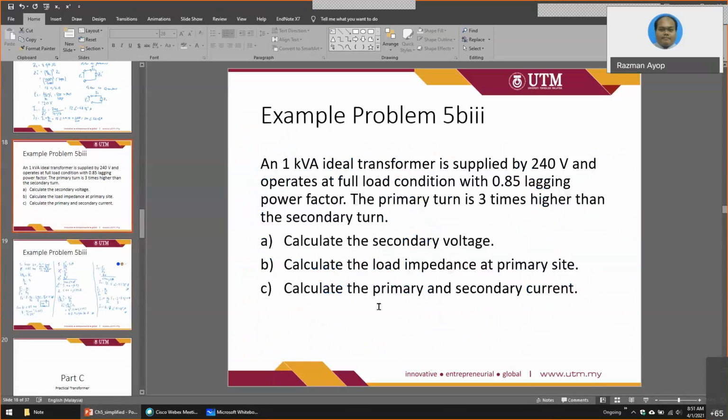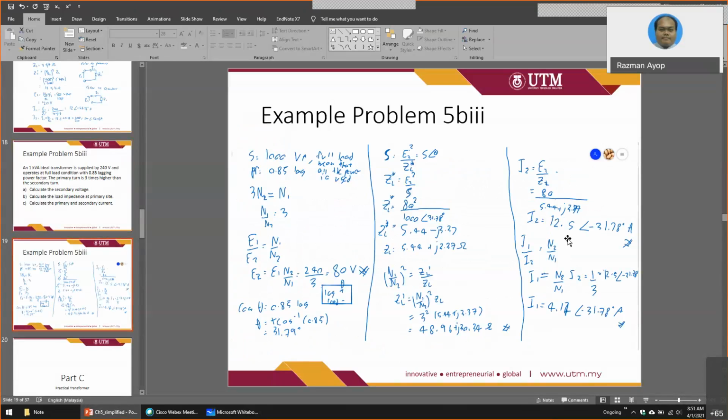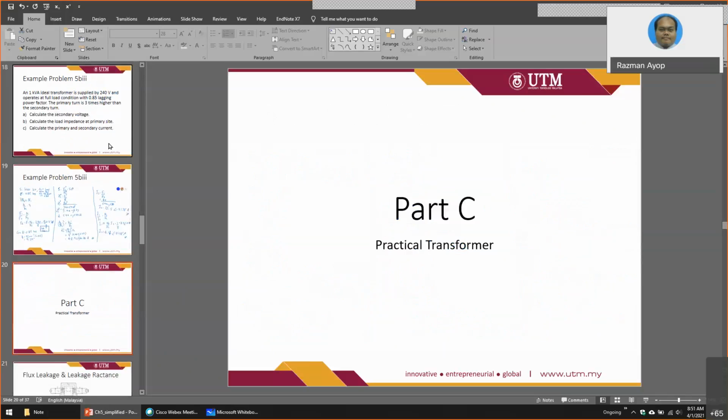And then the primary and secondary current. This one is as usual, like before. So I2 is just E2 divided by Z2. You get the answer. And for I1, you can use either this method or E1 divided by ZL', right? So you can use either way. The answer will be the same. Okay, that's it for ideal.